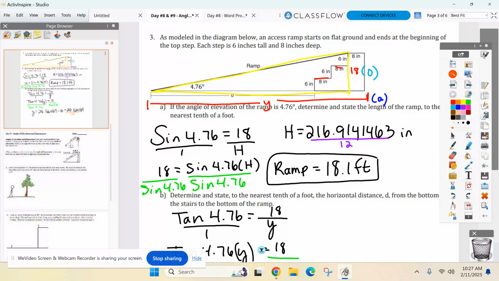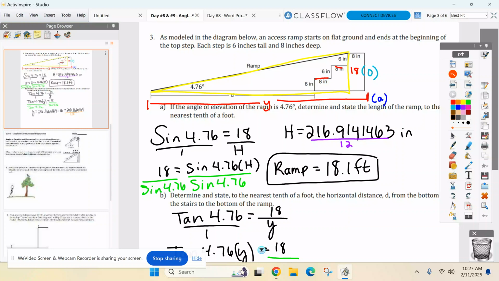What did you set up with cosine, Theo? Cosine of 4.76 equals what? I used 18. But did you use 8? Did you, and then you did down here? Yeah. Okay, so that answer's in feet now. Did you subtract 16 from it? Yeah. Okay, but now see you're subtracting feet from inches.